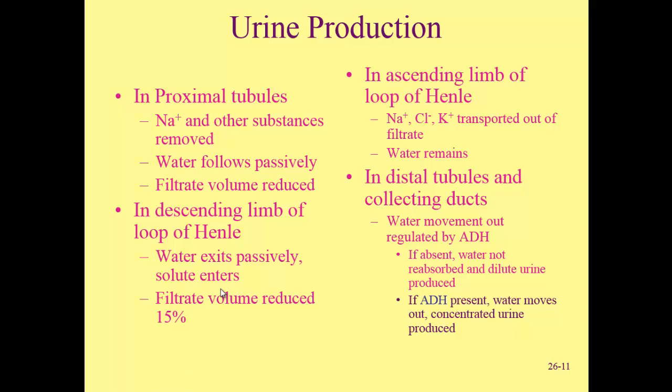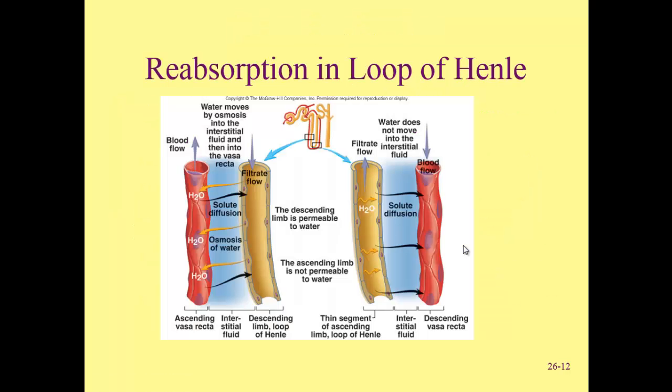Okay, and then in the distal convoluted tube and collecting ducts, there's this hormone, antidiuretic hormone, which is what we call the anti-pee hormone. We'll talk about that in a minute. So this diagram just shows how we have movement. Here's the nephron. We see water flowing out on the descending limb. So this is the descending limb. And this is the ascending limb where sodium is moving out.